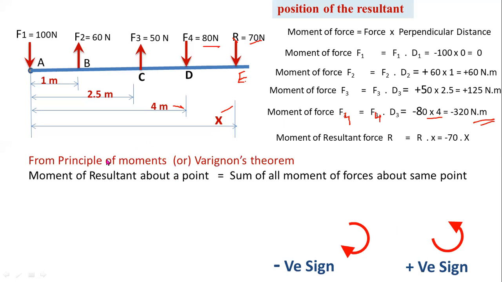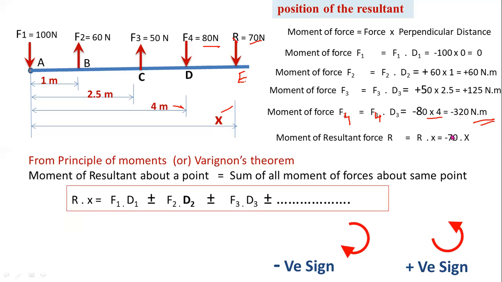Already we know the principle of moments or Varignon's theorem. From the principle of moments, the moment of resultant equals the sum of all moments. So here R into x is minus 70 into x. The value of R into x equals minus 70 into x, and F1 d1 plus or minus F2 d2 plus or minus F3 d3 values are 0 plus 60 plus 125 minus 320. These are the individual moments. Now from this equation we got the value of x equal to 1.92 meters.